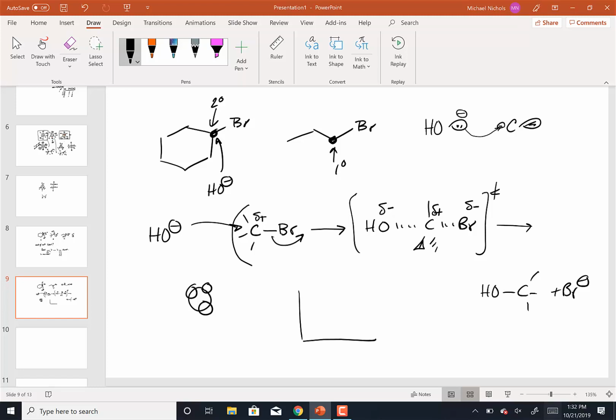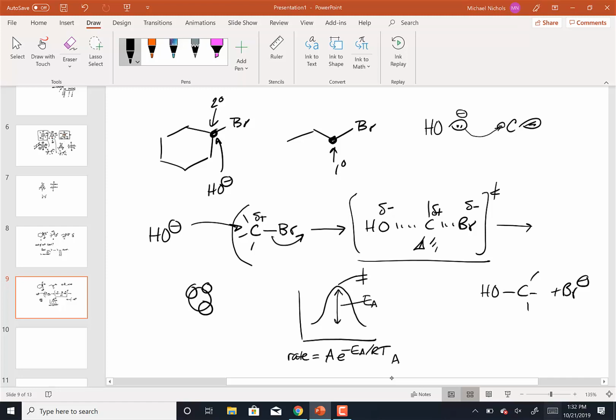So if you think about putting a lot of steric hindrance into that reaction, first of all, here is a reaction coordinate diagram for an SN2 reaction. We have our transition state, which is this trigonal bipyramidal transition state. We have the difference between the reactant and the transition state. That's our activation energy. And then we have to remember that the rate is equal to A e to the minus EA over RT, which is called the Arrhenius equation.